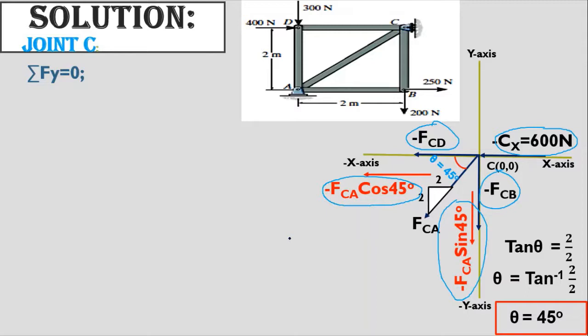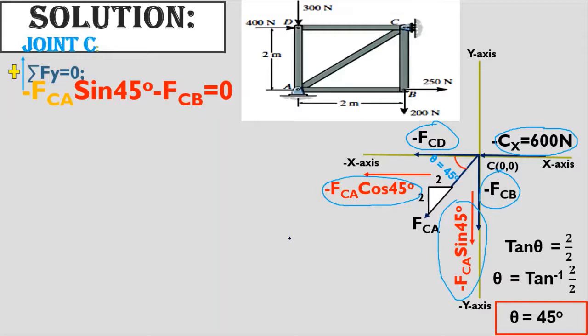So how can we do that? I am moving towards the solution. I am going to make the equation. So what we have to do: minus FCA sine 45 degree, and minus FCB, is equal to 0. We are going to sum up vertical forces, and you should keep in mind that the value of FCA comes from the summation of the vertical forces being equal to 0.